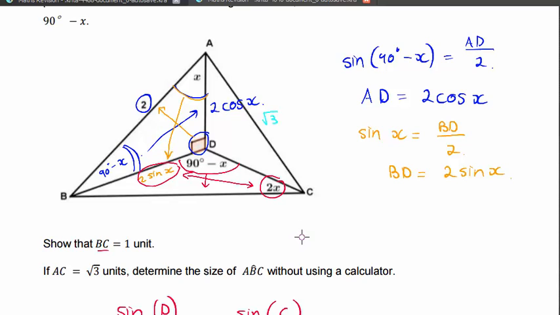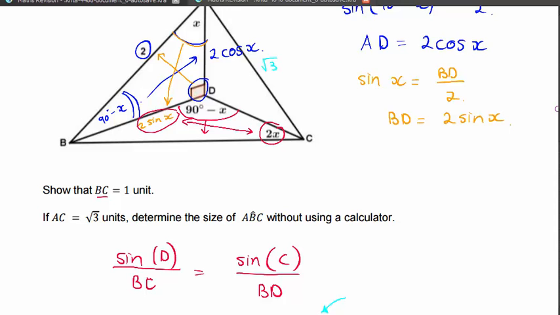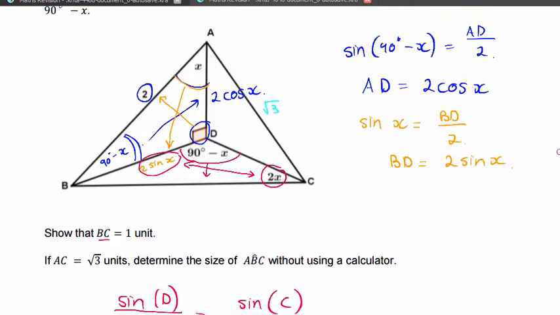Now they ask us to calculate the size of angle ABC, this angle here. Can you see which triangle we're working with? In that triangle, what information do we have? First of all, do we have an opposite pair? If we don't, we're screwed. Yes, we do.